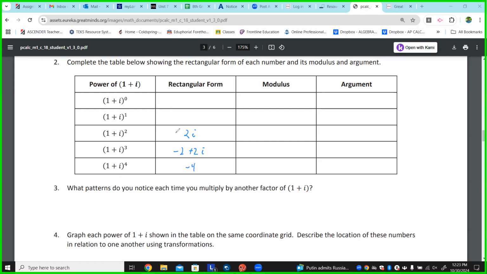Okay. So the other stuff we didn't talk about, but we can talk about real quickly. Anything to the 1 power is just going to be what? Itself. So I can just rewrite it as 1 plus i. 1 plus i to the 0. Anything to the 0 power is what? 1. All right. Anything to the 0 power is 1. Have y'all seen the proof on that? Okay.